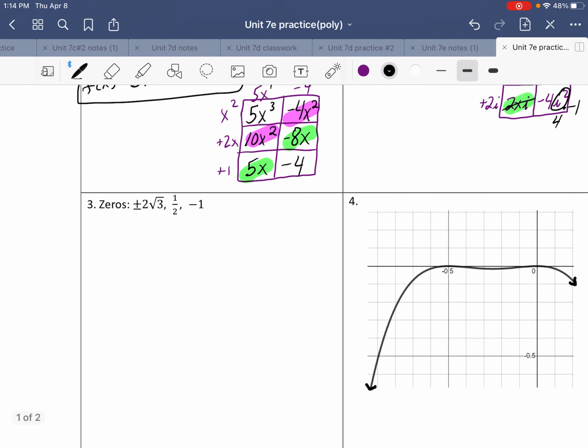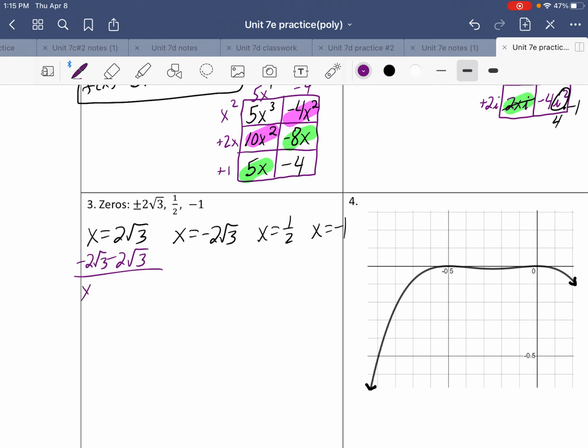All right, number 3, we have x equals 2 square root of 3, x equals a negative 2 square root of 3, x equals 1/2, and x equals -1. Oh boy. All right, let's do it. So we're subtracting this radical. x minus 2 square root of 3 equals 0.